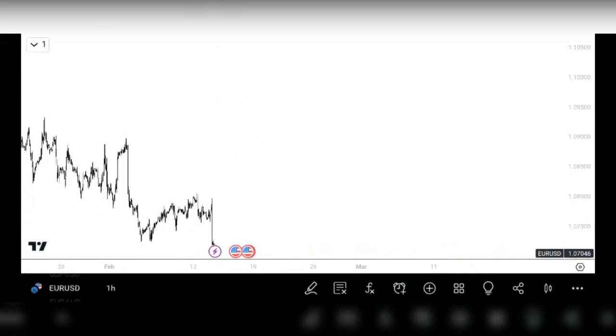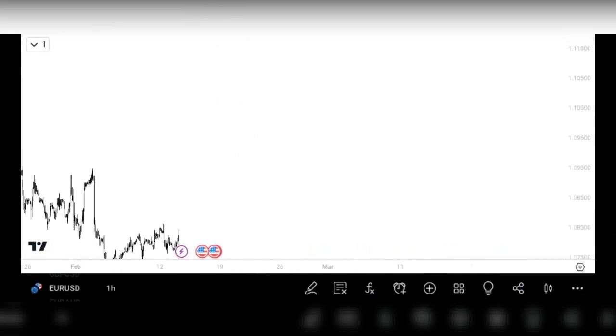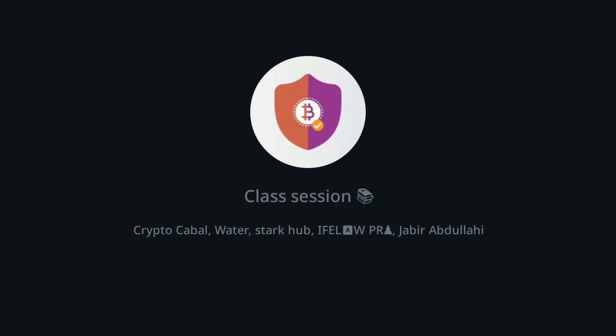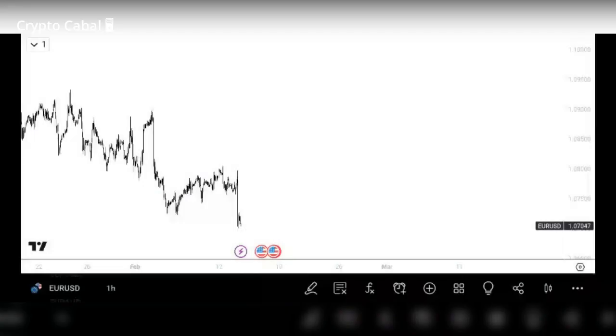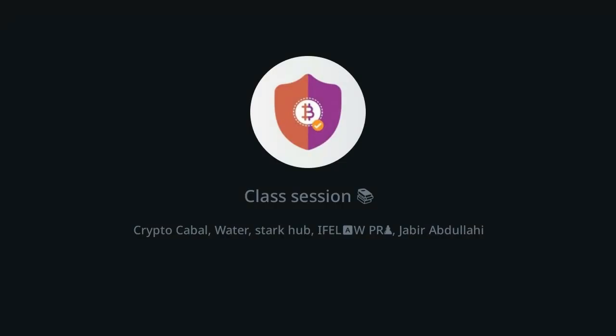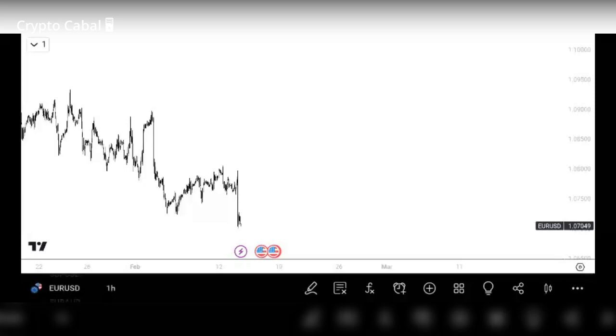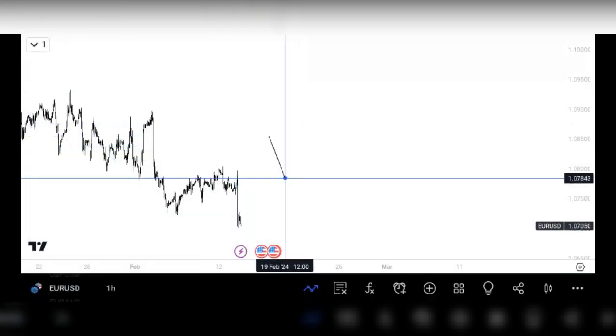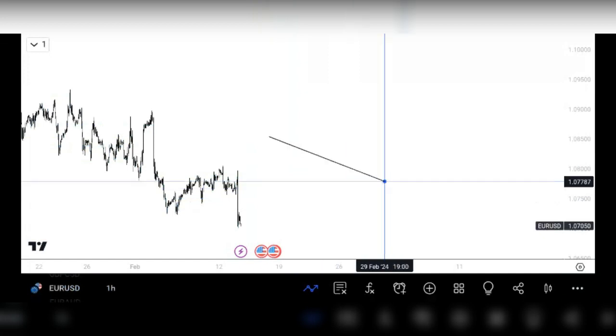Why did I say it's involving the concept of liquidity? If you have gone through the previous lessons we've had, I've talked about liquidity. I even talked about the advanced form of liquidity, structural liquidity, this type of liquidity, and that type of liquidity.